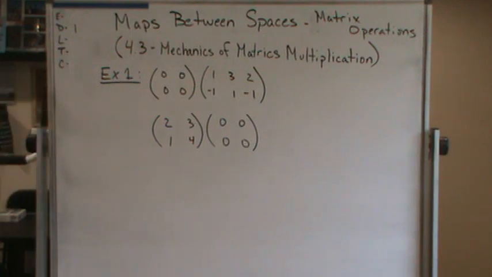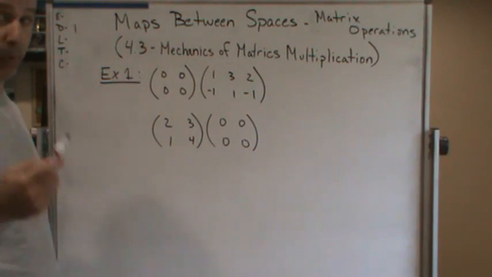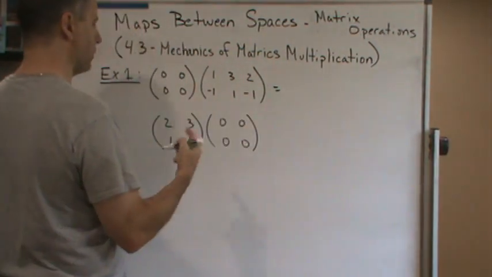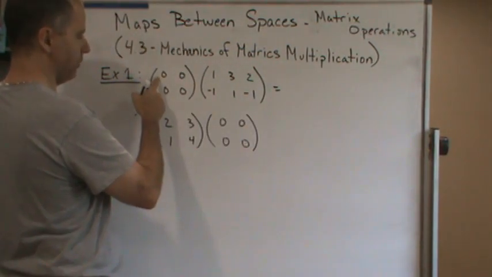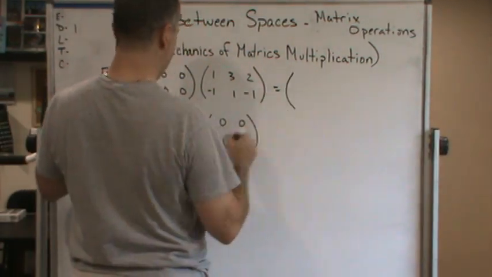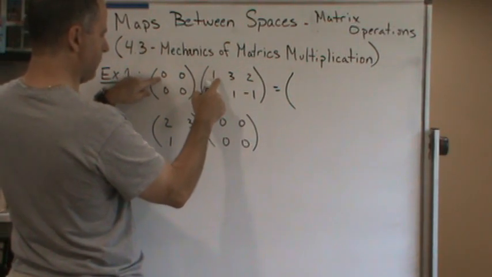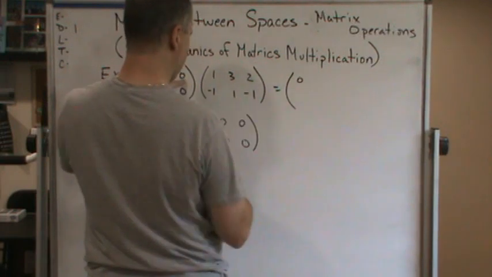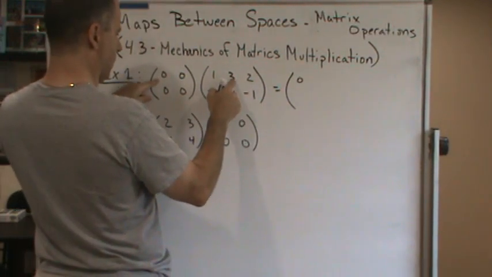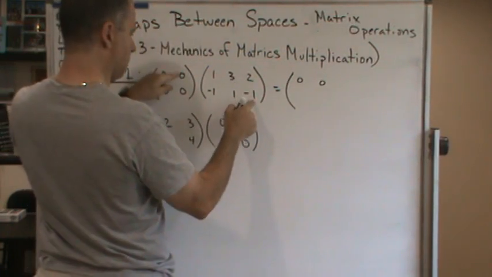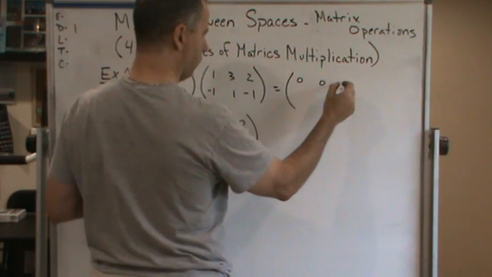First thing we're going to do is look at the zero matrix. This is the easiest one to multiply by because you end up with a zero matrix every single time. So here, if you go through and cycle through, you get this row times each column. So you get what? You're going to get 0 times 1 plus 0 times negative 1, which is 0. And then you get 0 times 3 plus 0 times 1, which is 0. And then you get 0 times 2 and 0 times negative 1, which is 0.